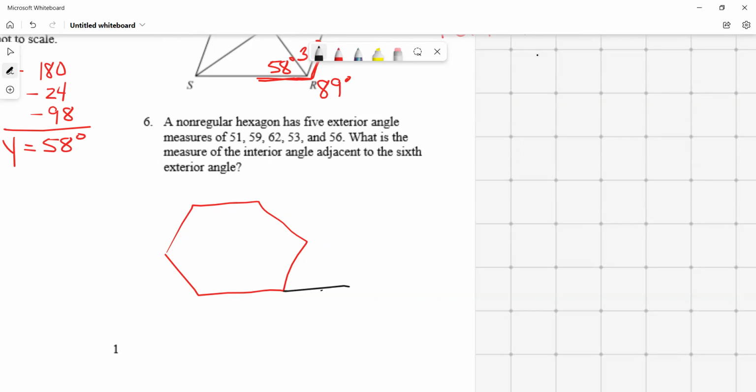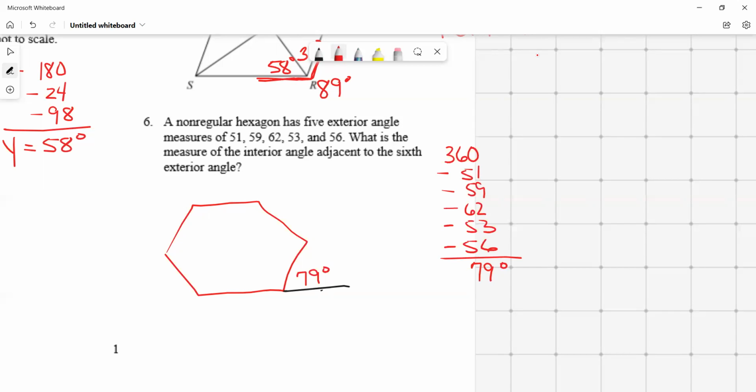That's an exterior angle. To find the measure of that exterior angle, we take 360 and subtract all of these other angles: minus 51, minus the 59, minus the 62, minus the 53, and minus the 56. That's 79 degrees. This exterior angle, the 6th exterior angle, is 79 degrees.